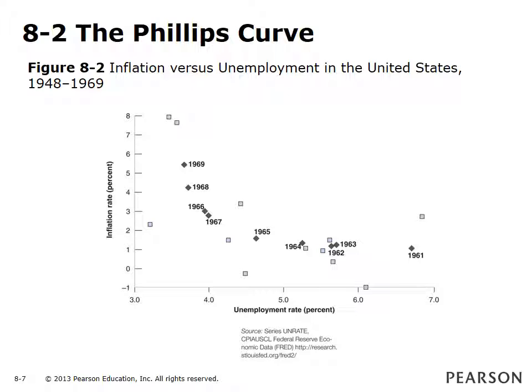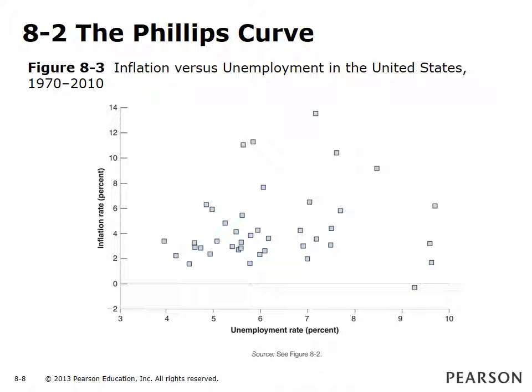Figure 8-2 depicts that the steady decline in the U.S. unemployment rate throughout the 1960s was associated with a steady increase in the inflation rate, showing how well the Phillips relation held during the long economic expansion that lasted throughout most of the 1960s. Figure 8-3 shows that, beginning in the 1970s, the relation between the unemployment rate and the inflation rate disappeared in the United States. Points are scattered in a cloud showing no visible relationship between the unemployment rate and the inflation rate.